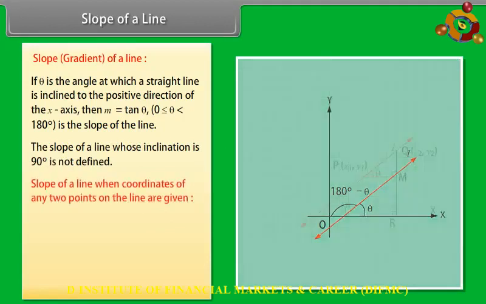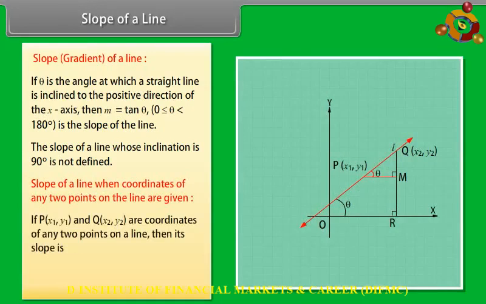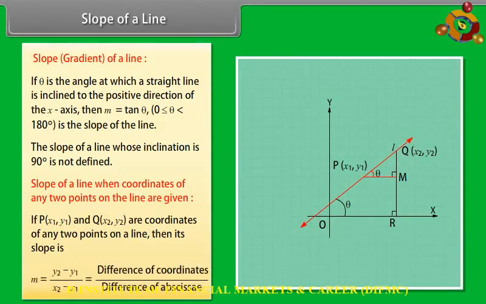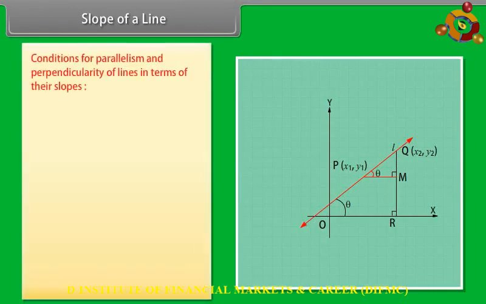Slope of a line when coordinates of any 2 points on the line are given. If P(x1, y1) and Q(x2, y2) are coordinates of any 2 points on a line, then its slope is m is equal to (y2 minus y1) by (x2 minus x1) is equal to difference of ordinates by difference of abscissae. Conditions of parallelism and perpendicularity of lines in terms of their slopes.